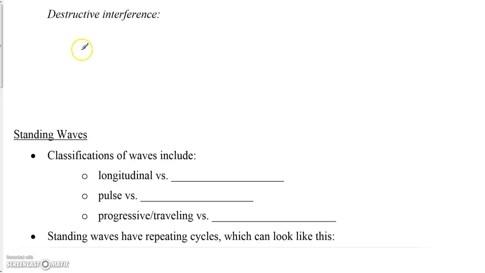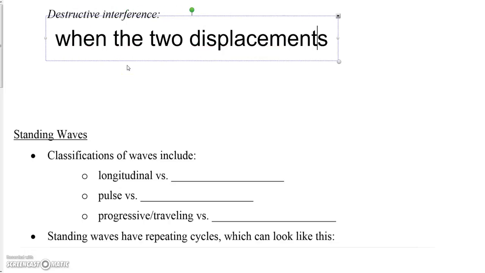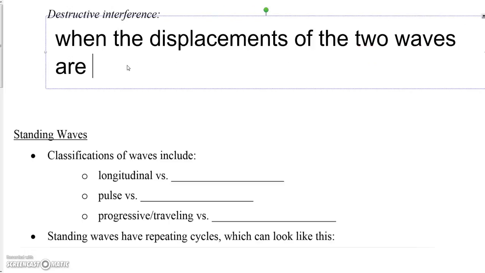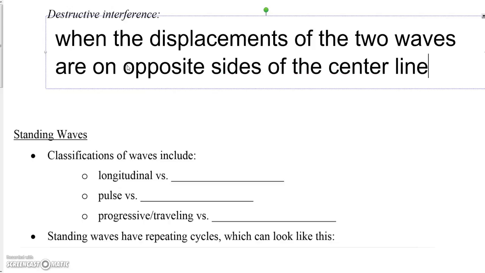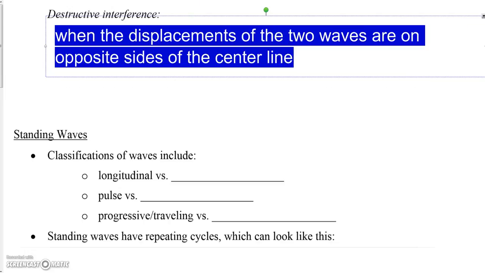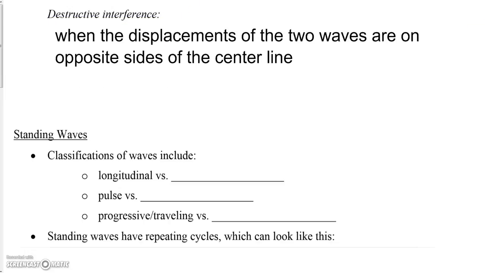There is another type of wave interference called destructive interference. Destructive interference is what occurs when the displacements of the two waves are on opposite sides of the center line. Right? And so let's draw that picture.